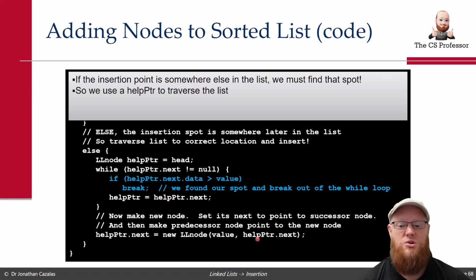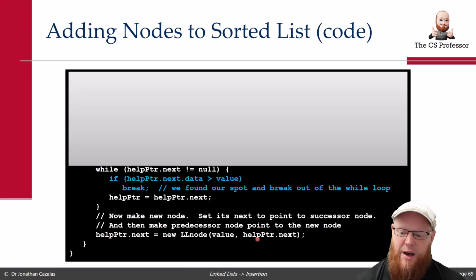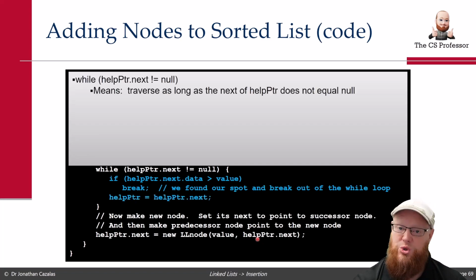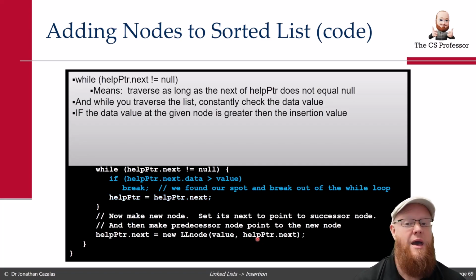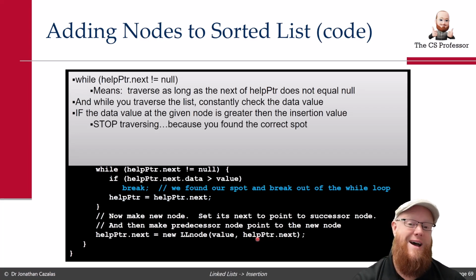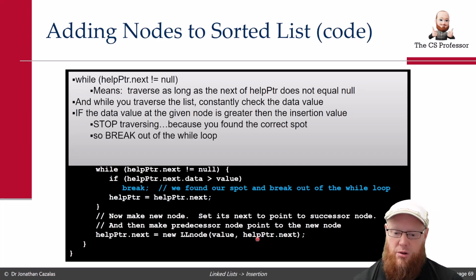So now if the insertion point is somewhere later in the list, we have to use a help pointer, traverse over to that spot. And now we have this while loop, which we've already covered. We understand why we have that condition, the while help pointer dot next does not equal null.